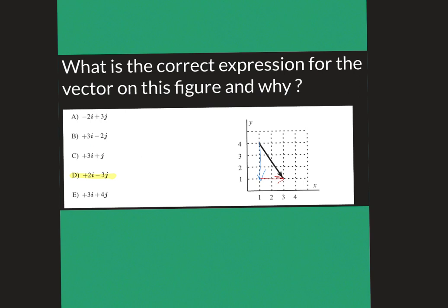Okay, we have a similar problem. It says, what is the correct expression for the vector on this figure and why? Okay. So we're given only this vector. So again, we start with the tail of this. So it's gonna be 1, 2, 3, negative. And then we continue from the tail of the new one, which is 1, 2. So 1, 2, 3, negative, south, and 1, 2, west. So the answer would be D.